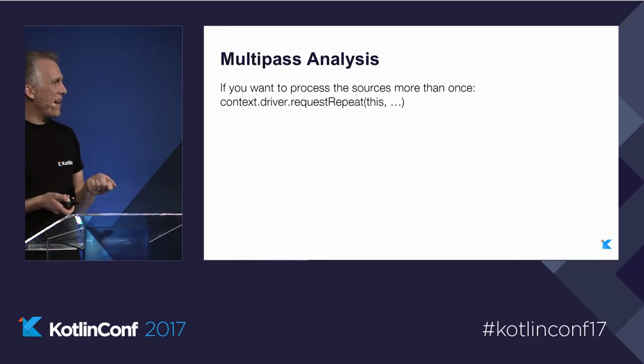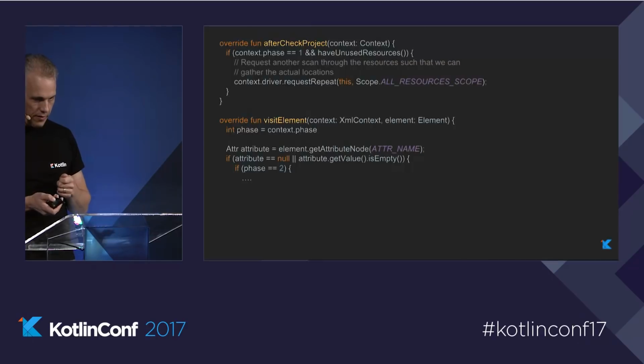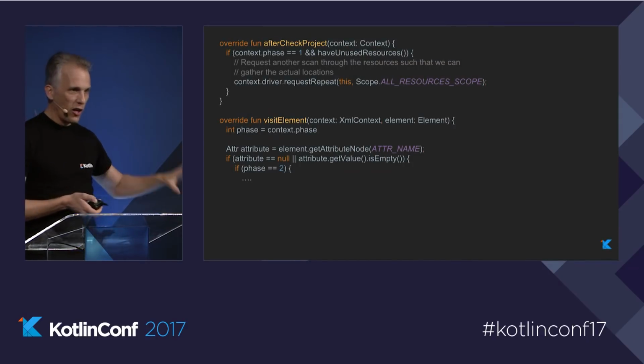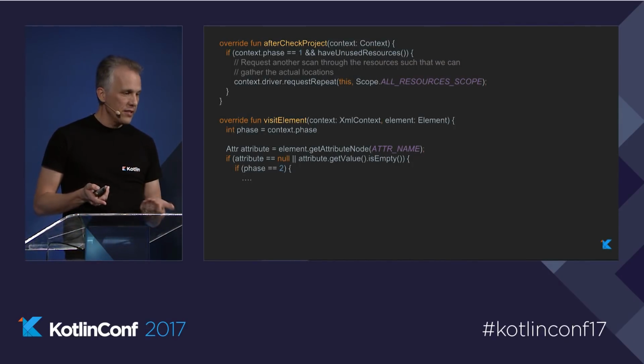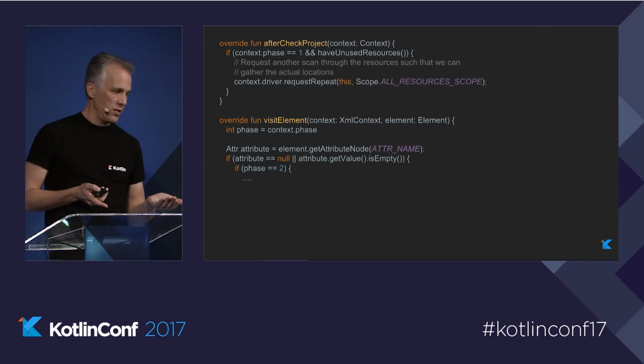So you can request another pass through the data, and now you can look at your earlier data and report new errors. So here's an example of this: the unused resource detector.